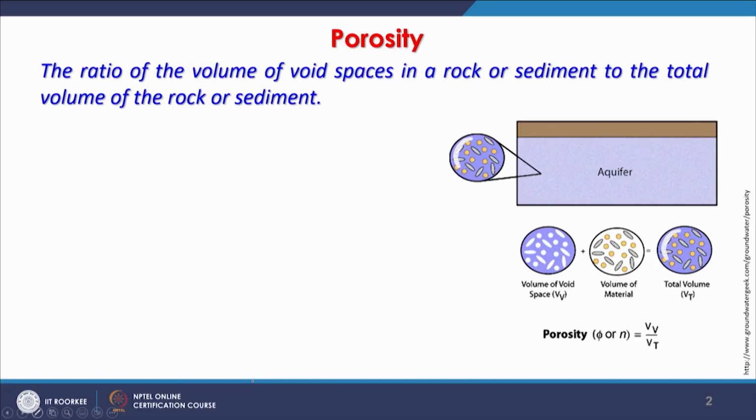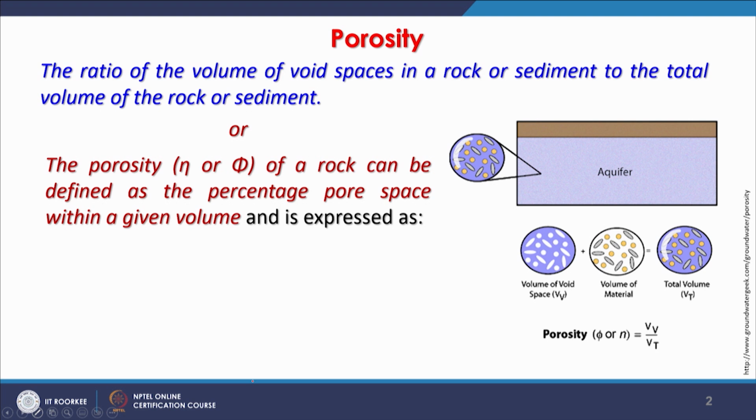It is a ratio, basically. The ratio of the volume of void spaces in a rock or sediment to the total volume of the rock or sediment. So, it is a ratio between the total volume of void spaces in the rock and the total volume of the rock itself, and that determines our porosity. If more voids are there, porosity is estimated very high. If fewer voids are there, porosity is estimated very low.